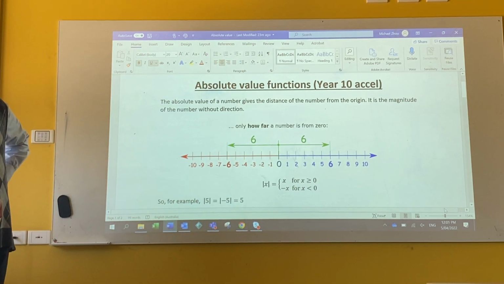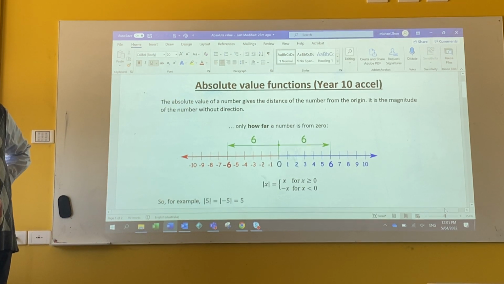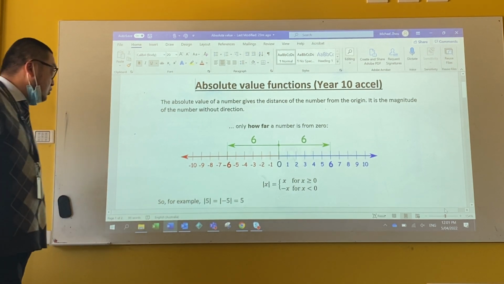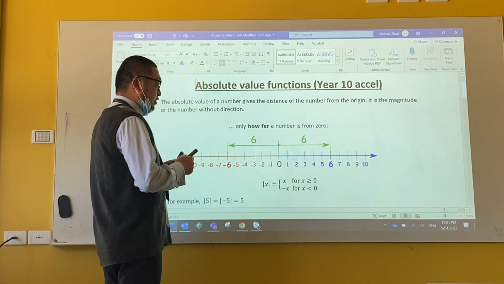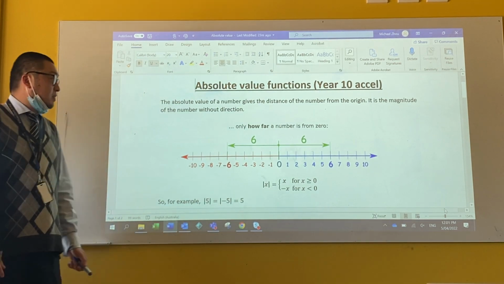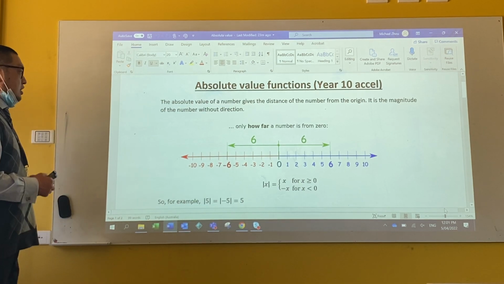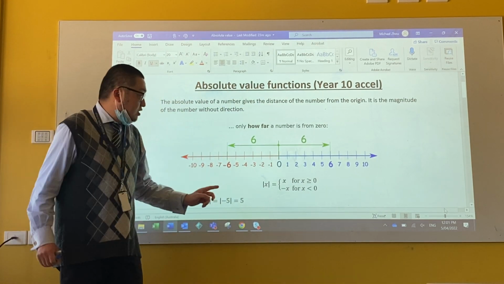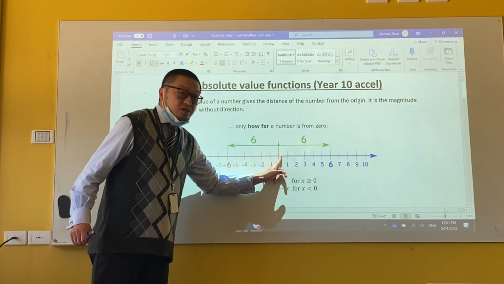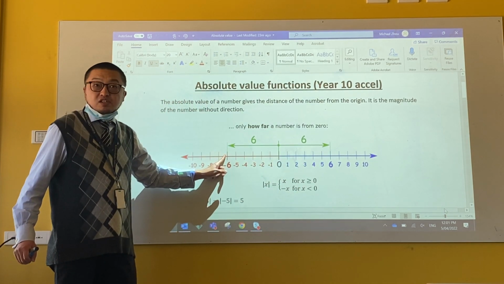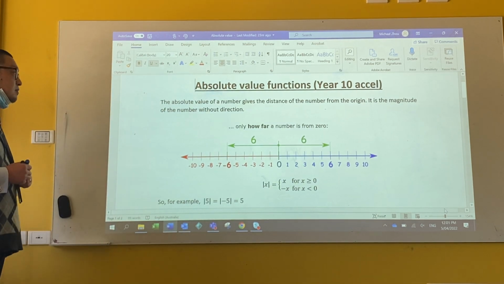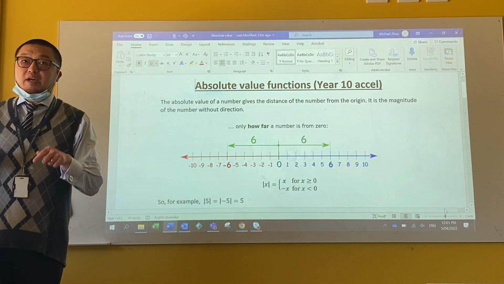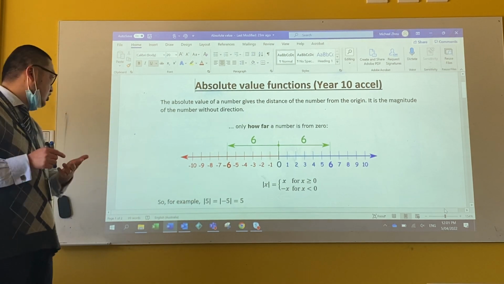Okay. So today we're going to do absolute value functions. I'm not sure if you guys have done this last year. Anyway, let's write this down. The absolute value of a number gives the distance of the number from the origin. So in short, if I choose the number 6, that's the distance from here, 6. Even though I've got negative 6, when I talk about the distance, it's still 6. So I'm looking at how far the number is from 0, or from the origin.